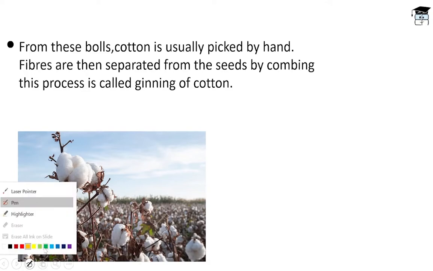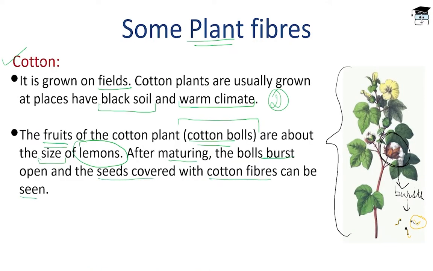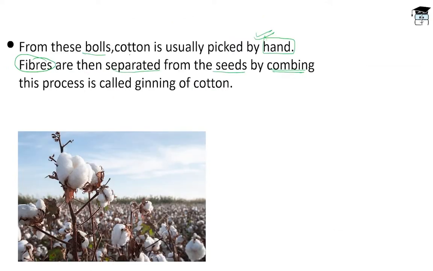Now, from these balls, cotton is usually picked by hand. Fibers are then separated from the seeds by combing. These fibers are separated from the seeds by combing, and this process is known as ginning of cotton. Very, very important. A question can come from this point.